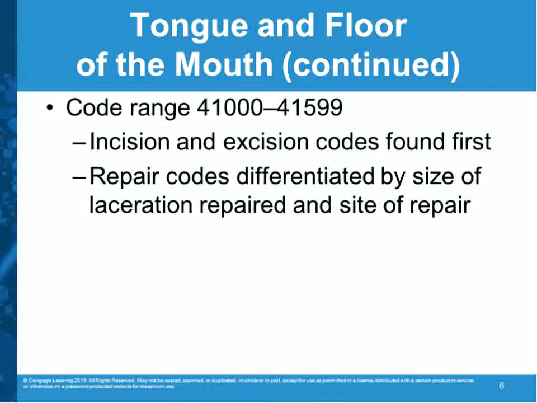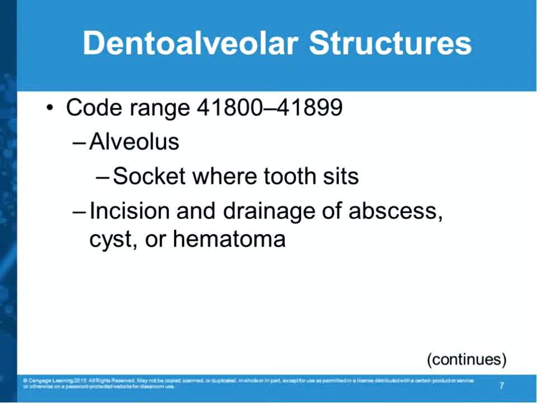Now, once we leave the tongue and the floor of the mouth, the next section in our coding manual, we see dental alveolar structures. There's a lot of complex terms here. And so basically, all that's talking about is your gums and your alveolus, right? And the alveolus is that place where that tooth sits there in your gum. So we got procedures on these structures here.